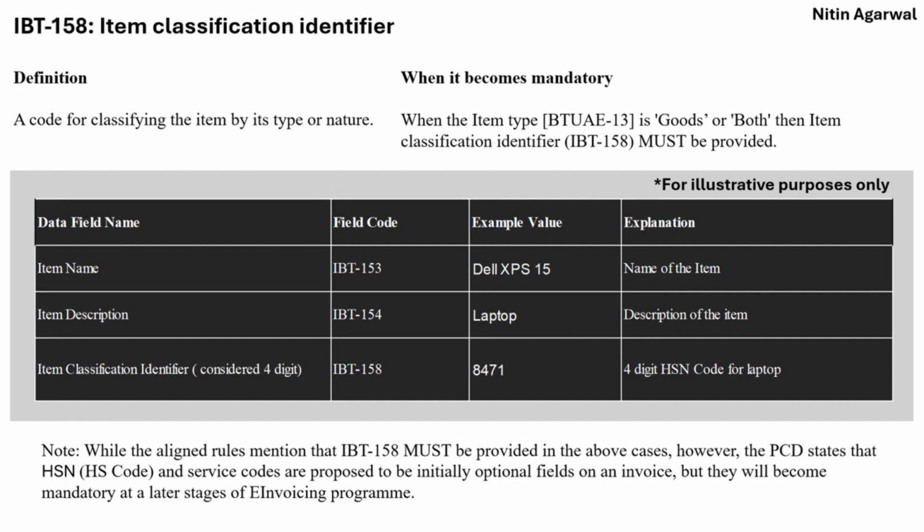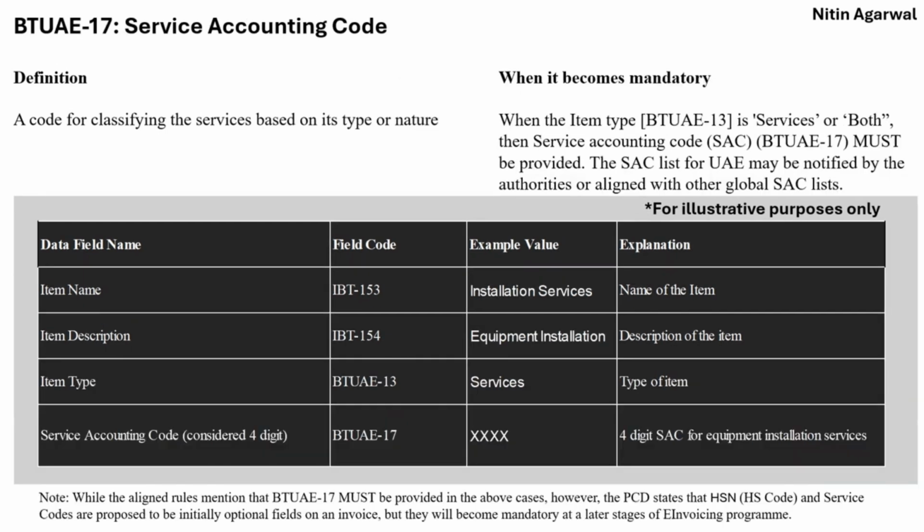This identifier will apply when the item type is goods or both and will need a specified number of digits of HSN codes to be assigned to the goods items in the invoice. Similar to HSN codes for goods, service accounting codes are codification of the services item type. The standard list applicable for the UAE invoicing is yet to be notified by the authorities.